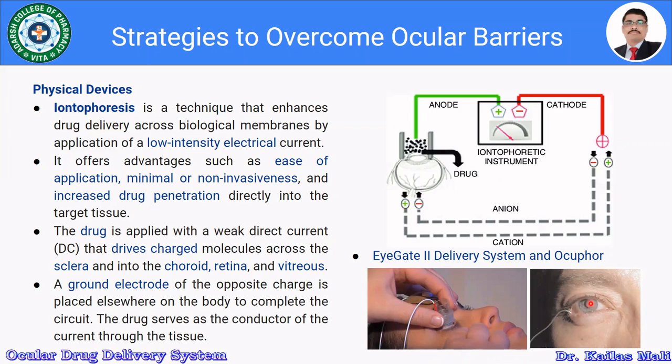And yet another device is the Ocuphor. So this is about the iontophoresis. Here we are using the iontophoretic principle to overcome the ocular barriers.